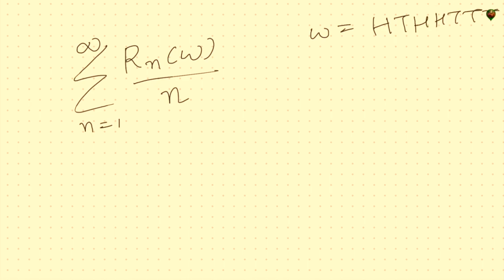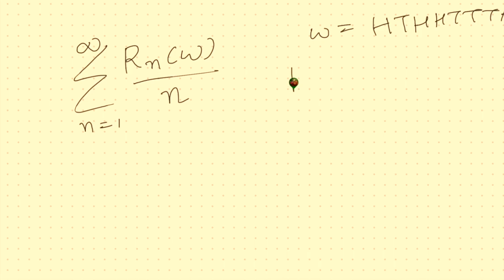So this is how I'm trying to sum this, right? And why do I say that this series converges? For example, let's say W is anything, instead of a number, I'm saying it is a series of patterns H, T, H, H, T, T, T, H, whatever.